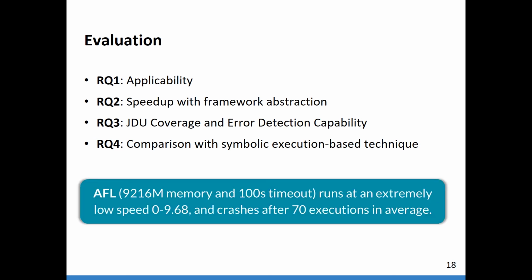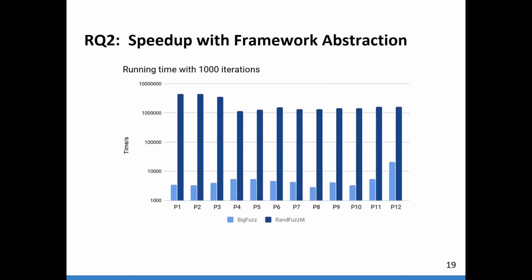The answer is no. We take AFL as an example. We're using AFL with 9 GB as memory and 100 seconds as timeout setting. It runs at an extremely low speed and crashes after 70 executions on average. To evaluate the speedup with framework abstraction, we use a downgraded version, random fuzz M, which retains the error type guided mutations without source-to-source transformation for framework abstraction.